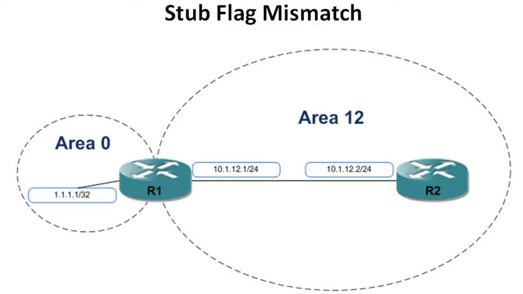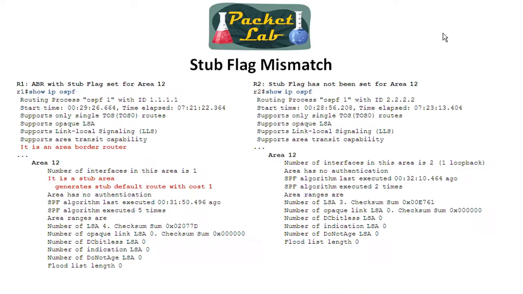I'm not going to go into the configuration too deep, other than to say that you do that on the ABR, which is R1 in this case, and you have to have R2 agree. It has to know that it's a stub, so you have to configure it on that side as well. So that's where you get the stub flag mismatch. The flag is actually part of the OSPF packets going back and forth. So let's dive into this.